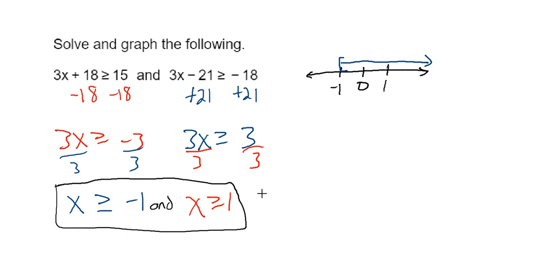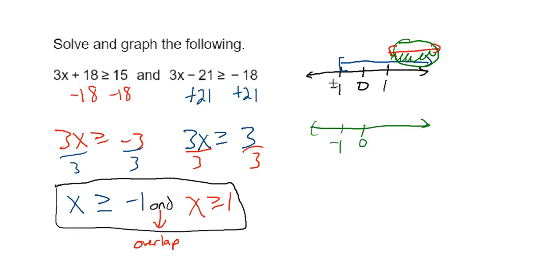And then for the second inequality, we want the numbers that are greater than positive 1, which will be to the right of positive 1. So they're both going in the same direction. For AND, we're looking for numbers that satisfy both inequalities at the same time, which will be where the two graphs overlap each other, which will be right here. All right, so this area right here are the numbers that are solutions to this compound inequality. So only from positive 1 to infinity.